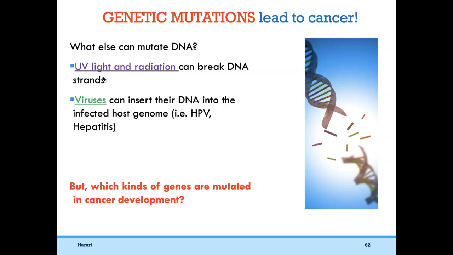So let's go from the beginning. We said cancer is a disease of uncontrolled cell division that's caused by genetic mutations. Genes can be mutated by carcinogens like chemicals, cigarette smoke, but they can also be damaged by viruses or by UV light or radiation. But the next question becomes, what kinds of genes are mutated in cancer? Is it just any old gene that gets mutated and develops cancer? It actually turns out not to be the case. So there are specific genes that get mutated in cancer.